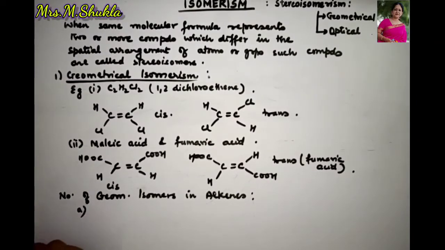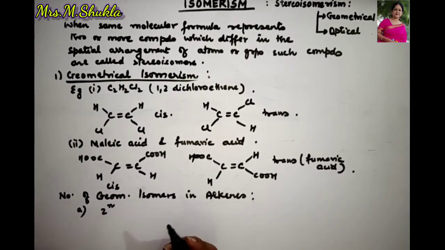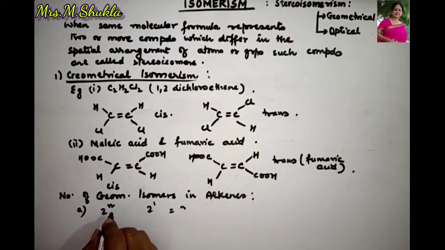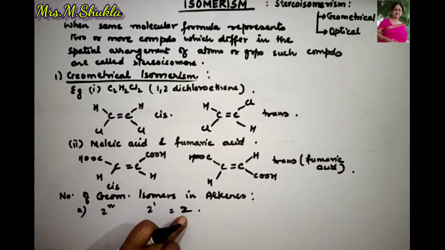First point, if an alkene has only one double bond, then the number of geometrical isomers will be 2 to the power of n. Here n stands for the number of double bonds. For example, if there is one double bond, 2 to the power of 1, that means how many isomers does this compound contain? It contains only 2. So only 2 geometrical isomers are present in the compound.